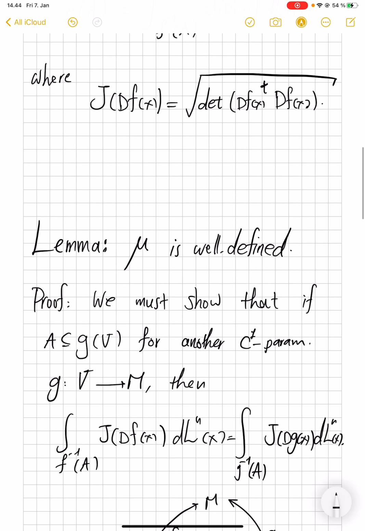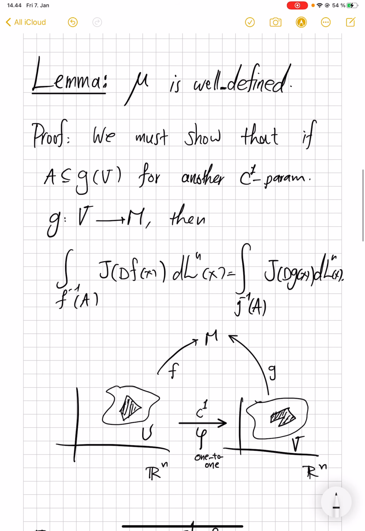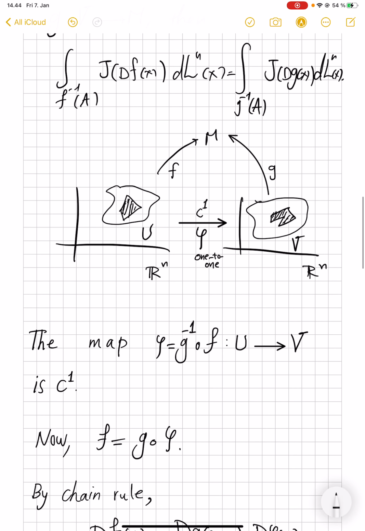So the first lemma, as usual in Riemannian manifold stuff, is to show that this is defined independent of the local parameterization, and this is really something that depends on A. Okay, we must show that if you have A sitting also in the image of G(V) for a different C1 parameterization, then this quantity that we defined is independent. To do so, let's see what is the connection between these two local parameterizations. You have two copies of R^n, you have two open sets U and V living in each one of them. F goes from U, G goes from V into M.